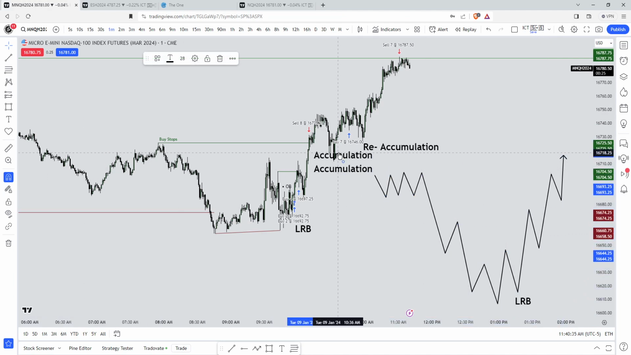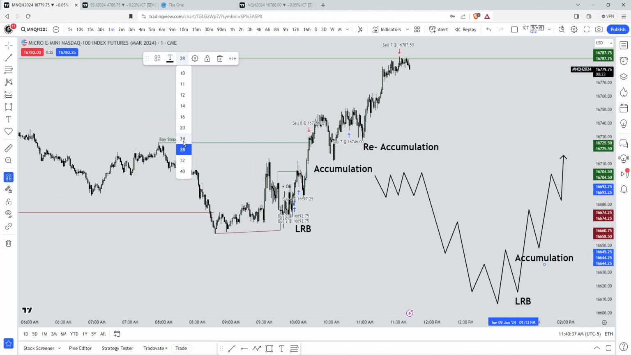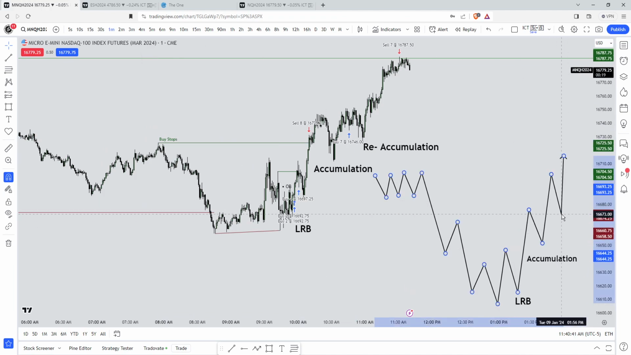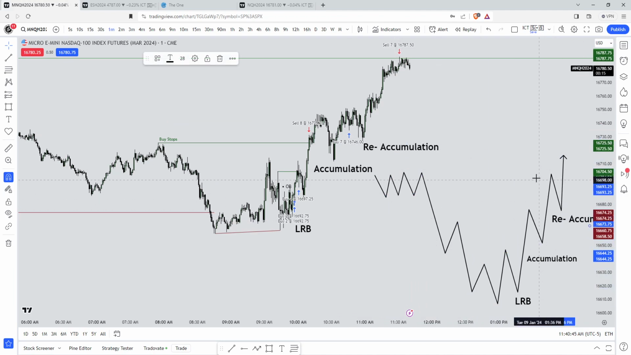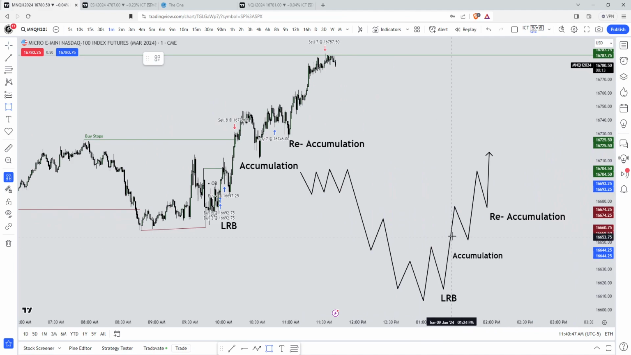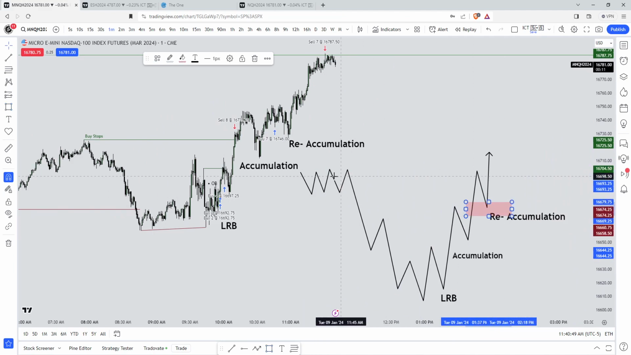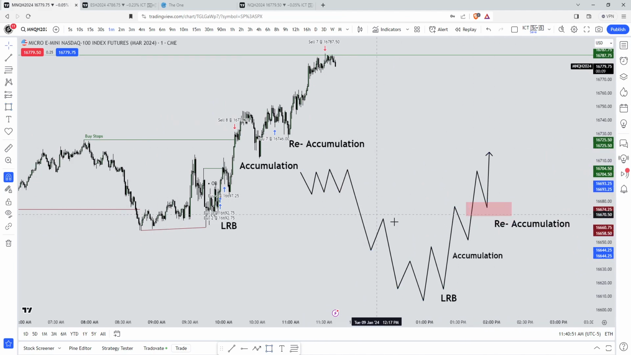I'm anticipating for this to return back to a fair value gap or an order block or a breaker on the accumulation leg. And then on the reaccumulation leg, I'm looking for it to return back into a fair value gap likely before it expands for that original consolidation over there. So this is what a market maker buy model looks like.